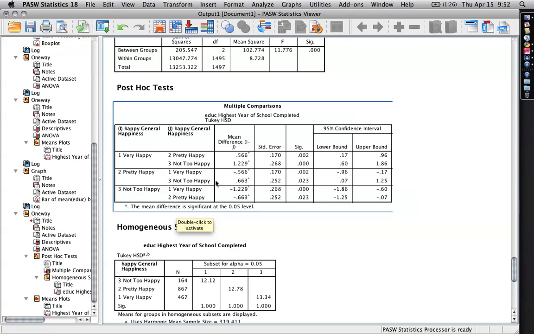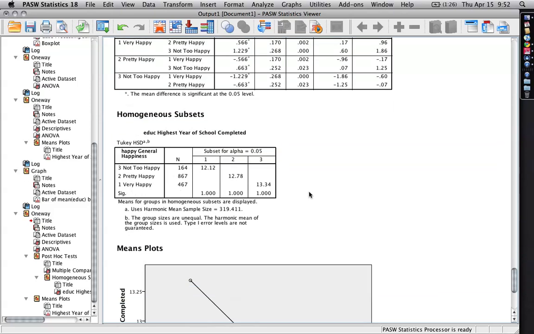However, pretty happy and very happy, we saw that a moment ago, but look at this. Pretty happy and not too happy. It's still there, but it's small. It's smaller. This is what I like about the Tukey. It gives me this table, and it groups things. We have the 12.12, the 12.78, the 13.34. And what it says is that all three of them represent statistically significant different groups.